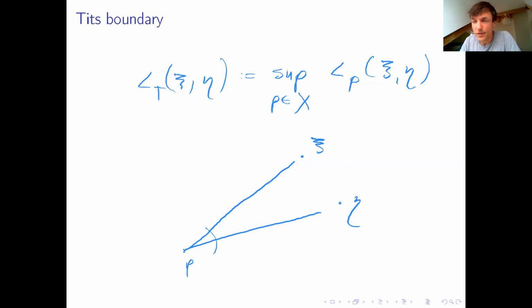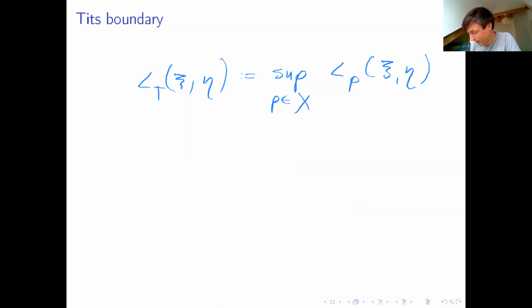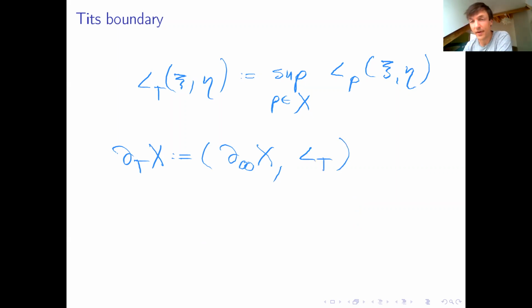And this definition is not very good for proving anything, but it is a definition, and it's good enough to understand simple examples. So let us try to figure out what the Tits boundary of some simple spaces is. So the first example is the Euclidean space. First of all, I should say that usually I denote the Tits boundary by ∂_T X, and for short, as a set, it's this ideal boundary, and you equip it with this Tits angle metric. And it's a fact that this space is CAT(1) always.